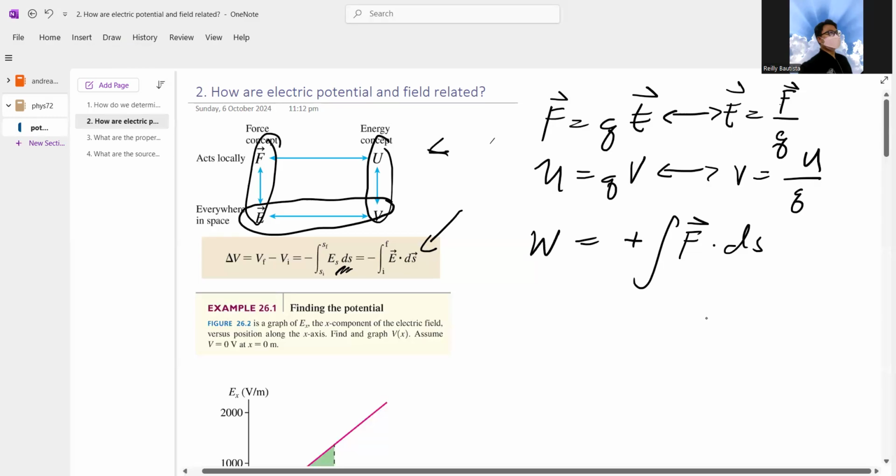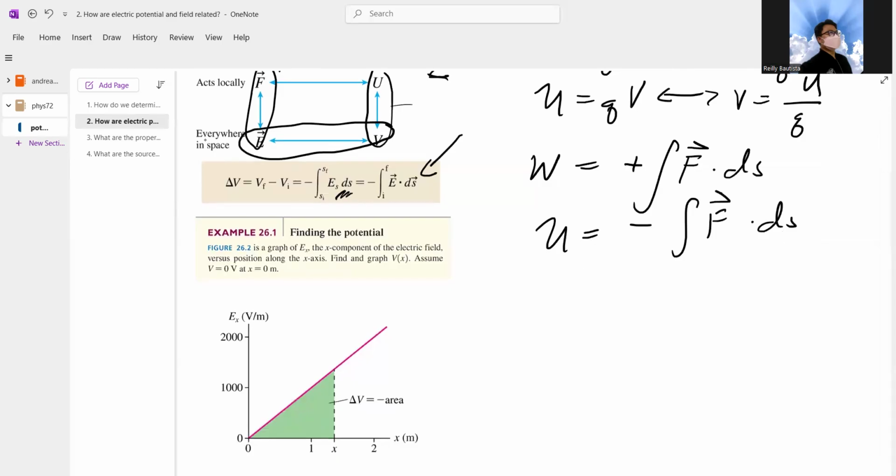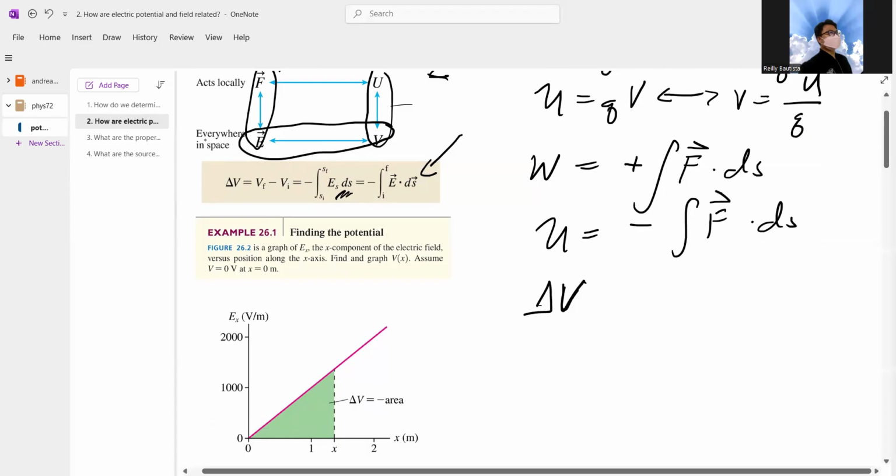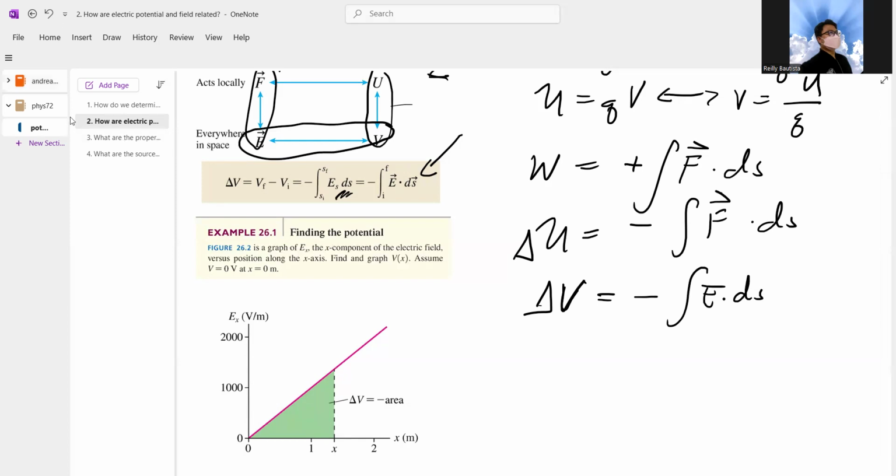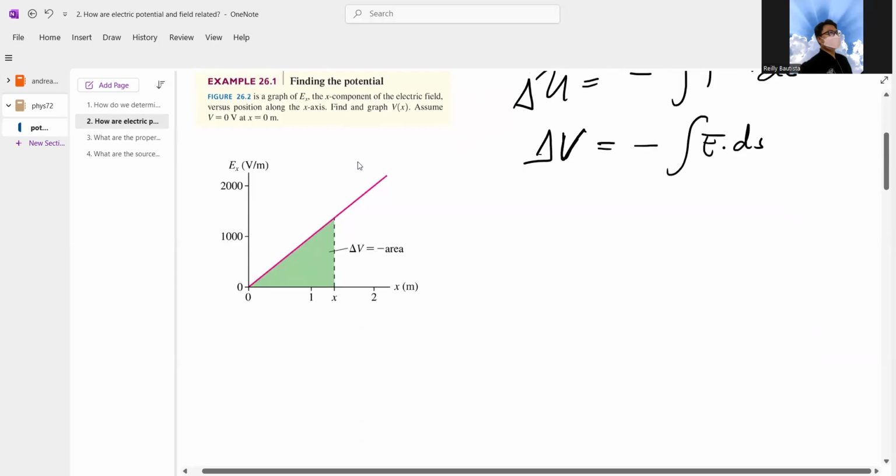So for the potential energy, it becomes negative of the integral of the electric force. That's for the electric potential energy. So you would see the same thing here. We see it here. So V, we should make it delta U as well, negative integral of E ds along a certain path. So we will apply that here in this example. This is relatively simple.